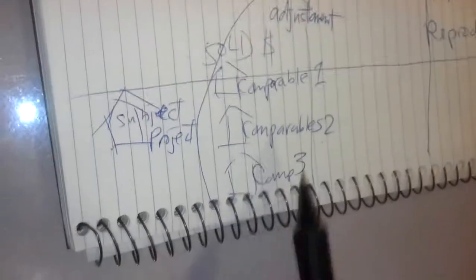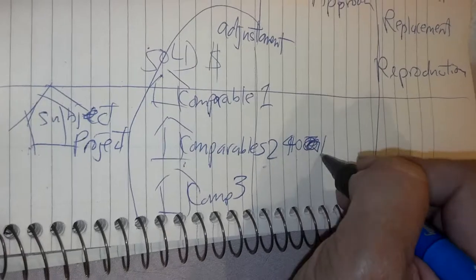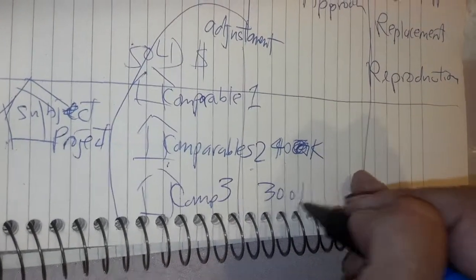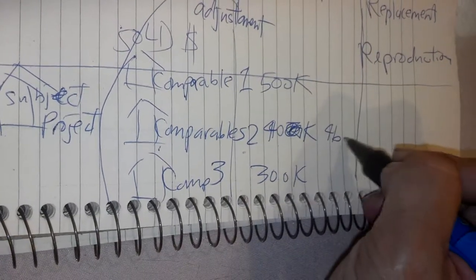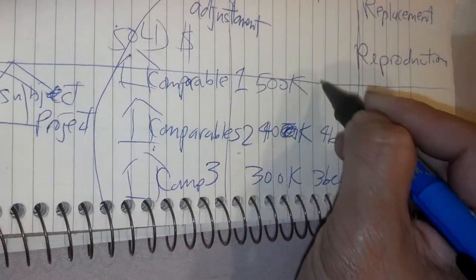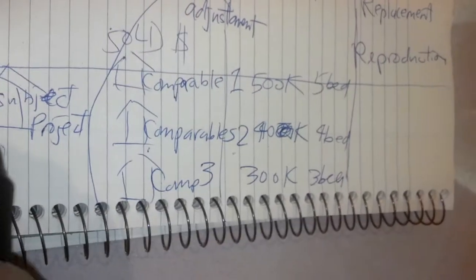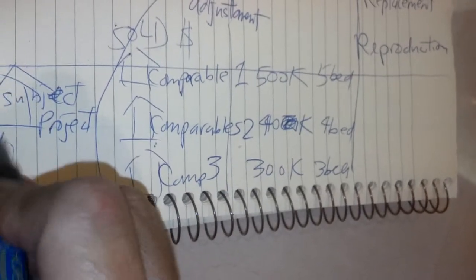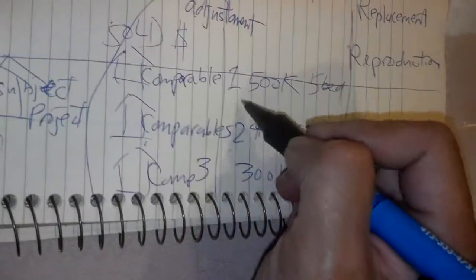Adjustment only works on the comparable. Here this is 40,000. This is 30,000. This is 50,000. However, this one has 4 bedrooms, 3 bedrooms, 5 bedrooms. And so, since this one has 4 bedrooms, we need to make them comparable. So, we take out 1 bedroom and we deduct 100K.